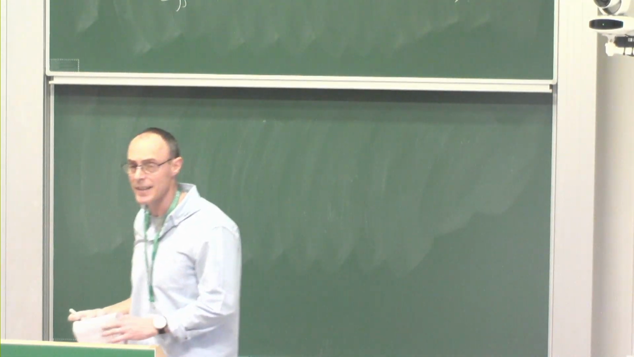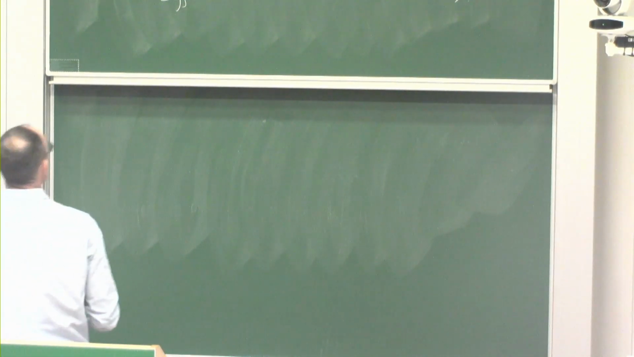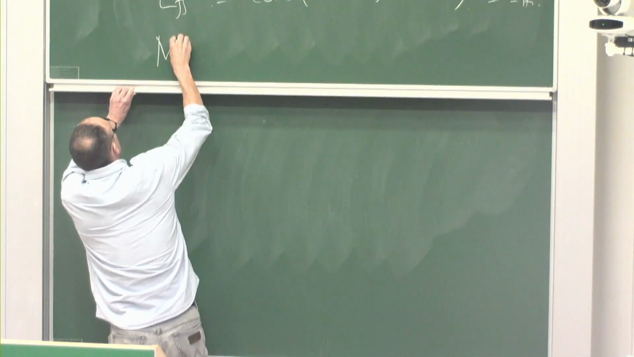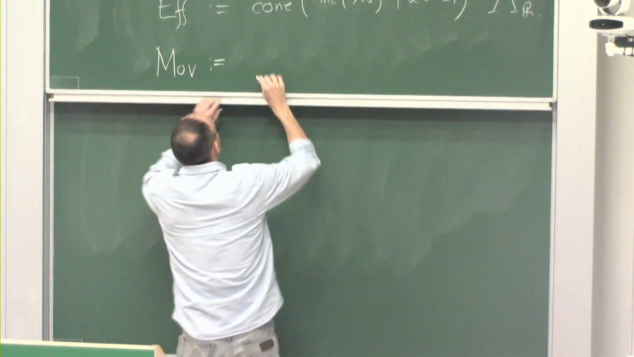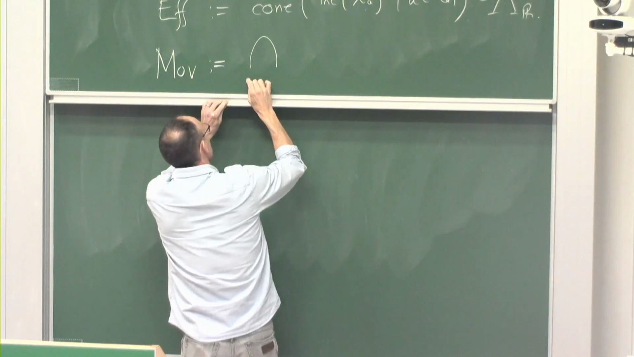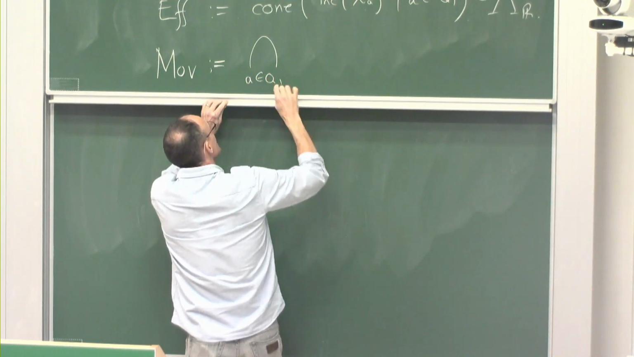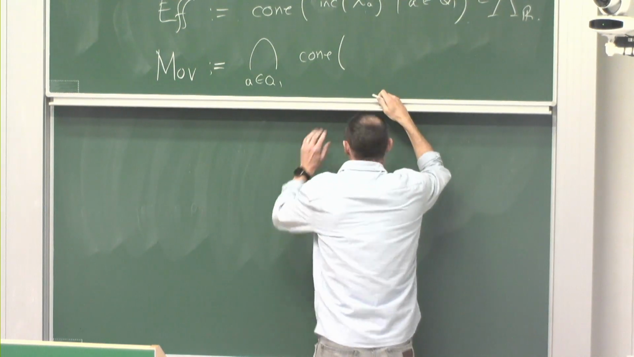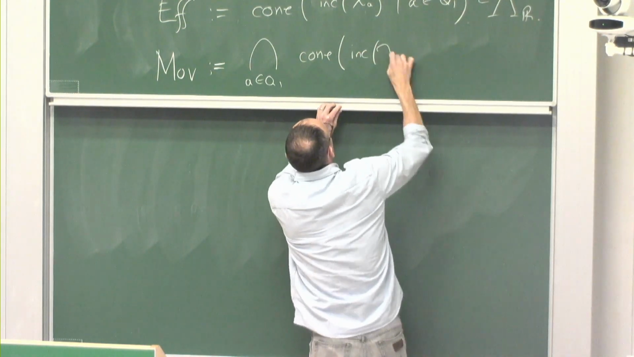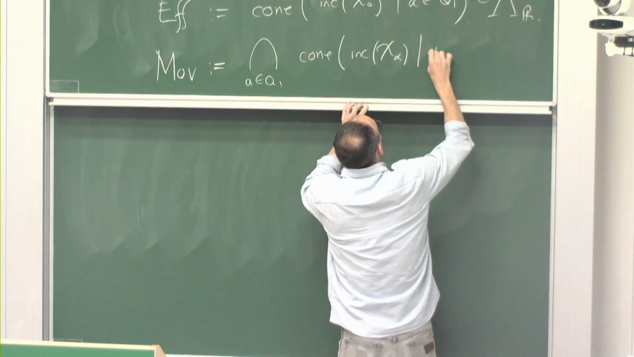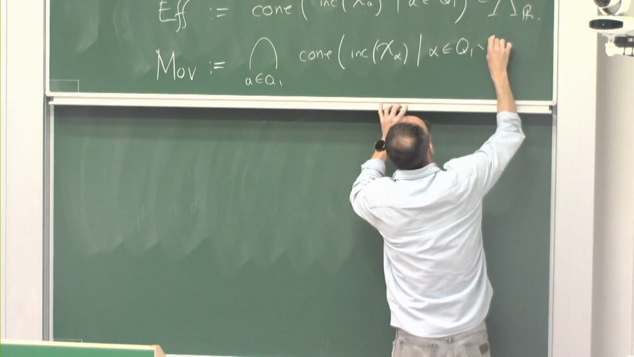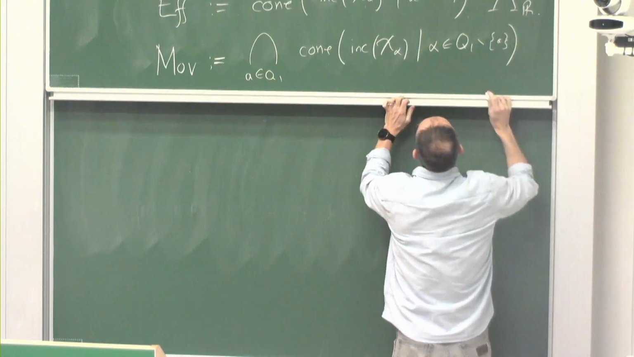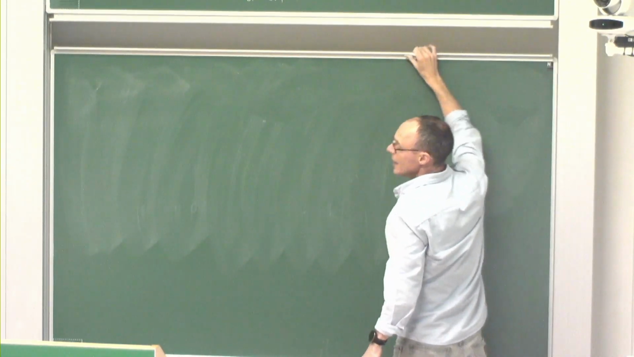That's the thing I would call the effective cone, and I'm also interested in the movable cone. So I'm going to call Mov the intersection, over all arrows, of the cone generated by the vectors int of chi alpha, where alpha ranges over all arrows except one. And I think this definition needs two examples to illustrate it.